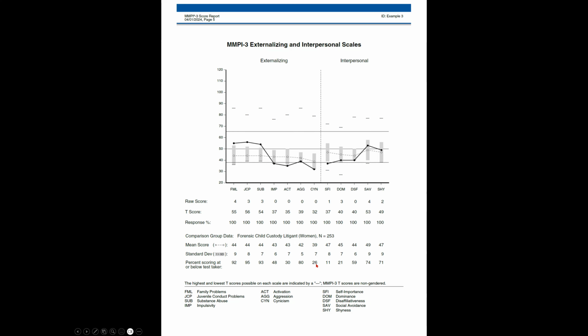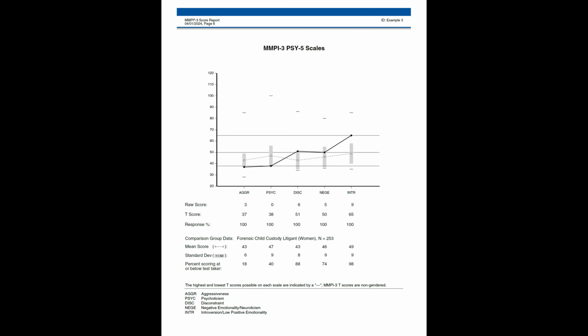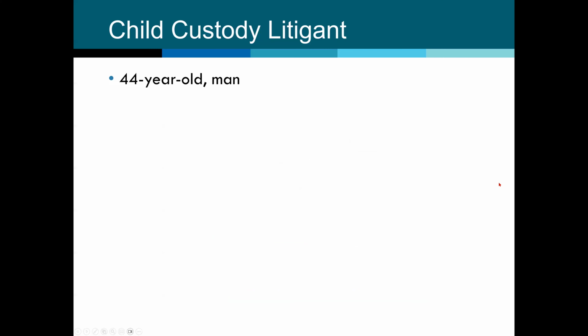26% of female child custody litigants score that low on the cynicism scale, and that's associated with a tendency towards perhaps being somewhat naive insofar as interpersonal relationships are concerned. And she's at the cutoff of 65 on introversion, low positive emotionality, which is associated with features of some cluster C personality disorders. And again, that's an uncommon finding for a female child custody litigant.